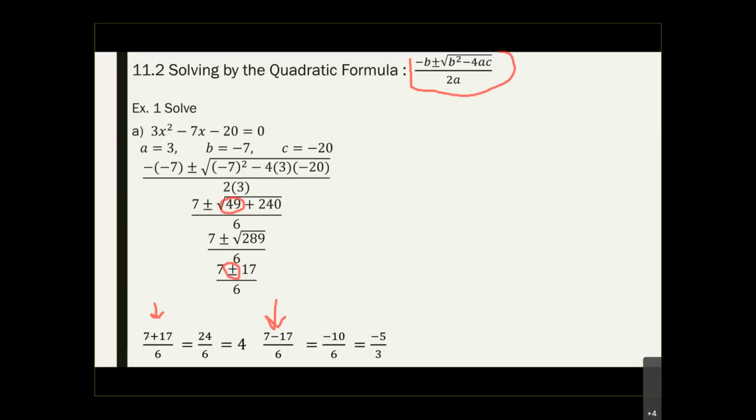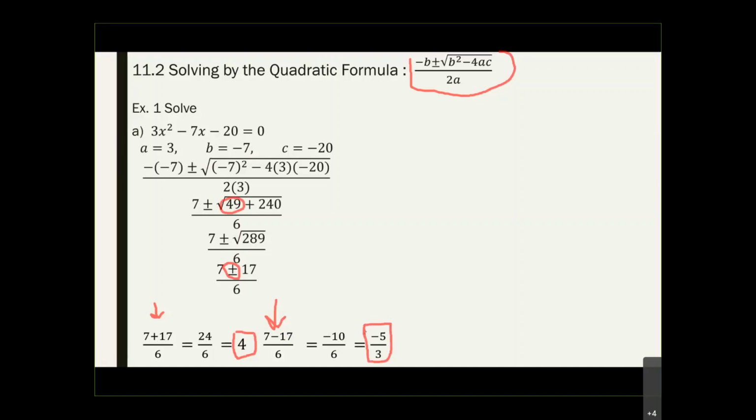So 7 plus 17 will give you 24. 24 divided by 6 will give you 4. That's one answer. One answer is 4. And 7 minus 17 will give you negative 10. Negative 10 divided by 6, you reduce it to negative 5/3, and this is your second answer.